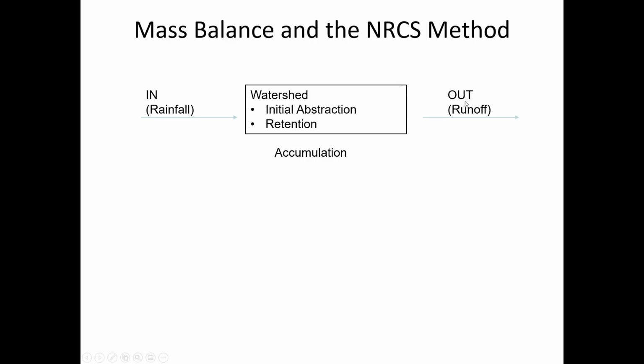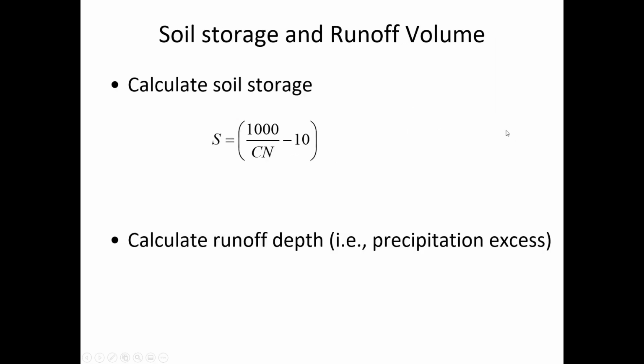We'll look at a table of how S is calculated in a moment, but just to return to this idea that, being a mass balance, the water that's coming in to a certain control volume is coming in as rainfall. Then there's a certain amount of water that's retained in the soil, wetting the surface, wetting the vegetation, and then what's left over is the runoff. So the NRCS method is a mass balance approach.